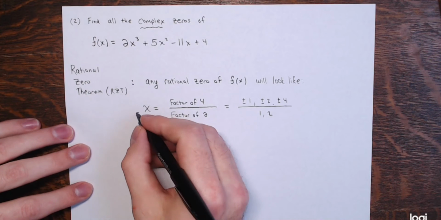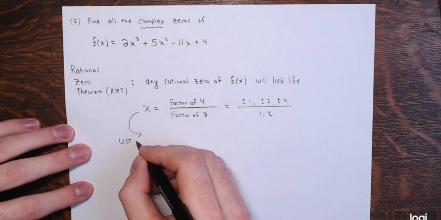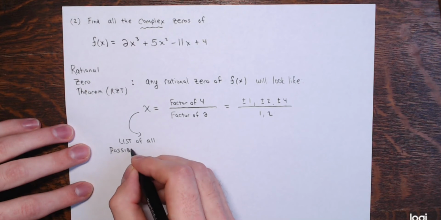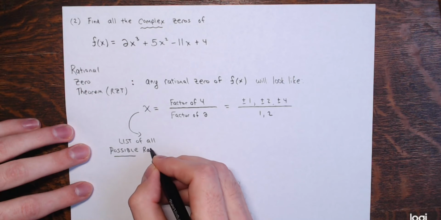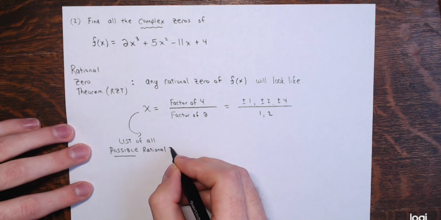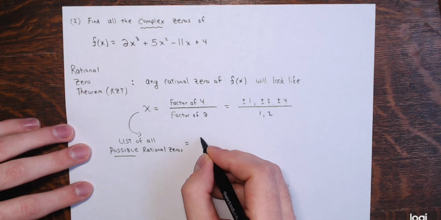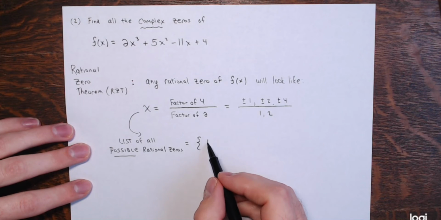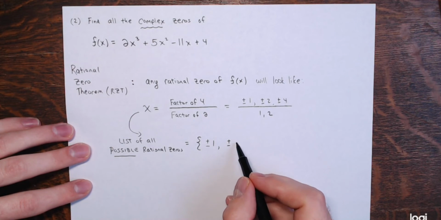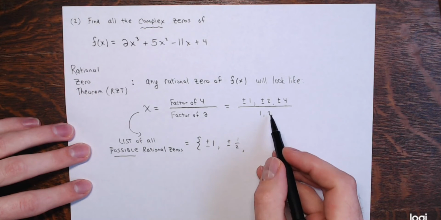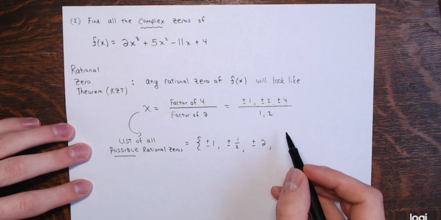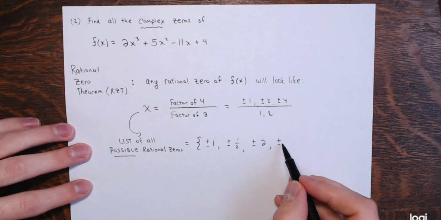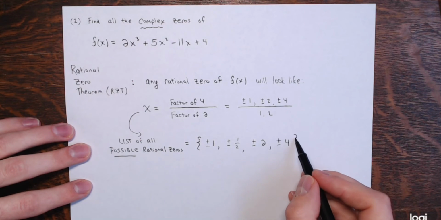So I can use this to make a list of all possible rational zeros of this function, and just the rational zeros, using all the combinations of numerators and denominators here. So positive or negative 1, positive or negative 1/2, positive or negative 2, and then 2/2 is just 1, I don't need to write that again. And then positive or negative 4, and then 4/2 is 2, don't need to write that again.